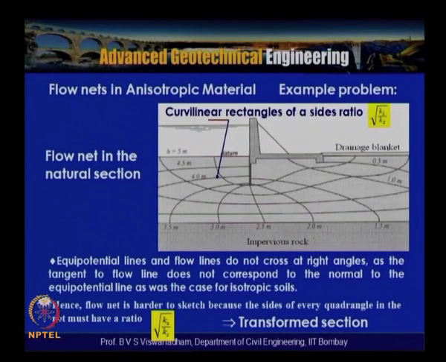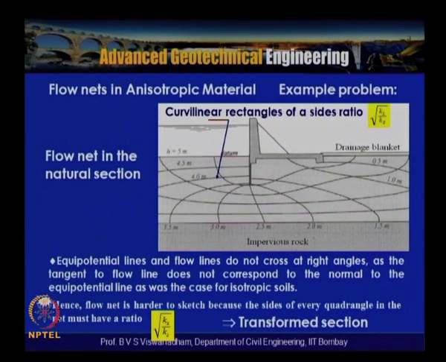Now, when we do it without transforming, in the anisotropic case, you have curvilinear rectangles with a side ratio of root over Kx Kz, and this is what we have told. Because of the anisotropy, the flow net in the natural section will be distorted, and equipotential lines and flow lines do not cross at right angles, as the tangent to the flow line does not correspond to the normal to the equipotential line, as was the case for isotropic soils.